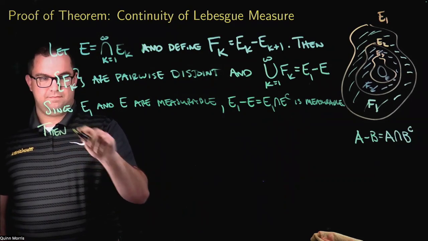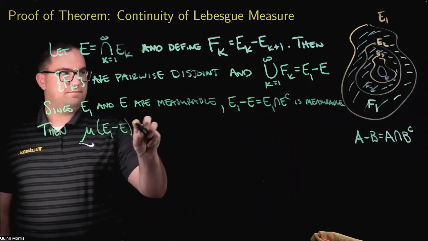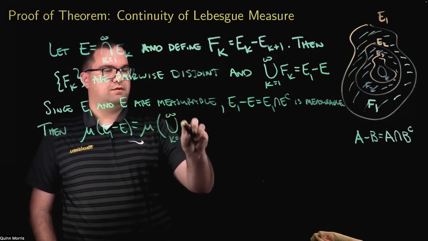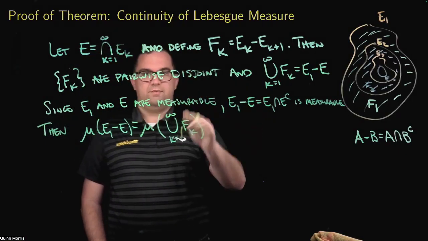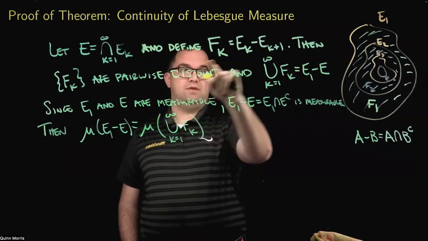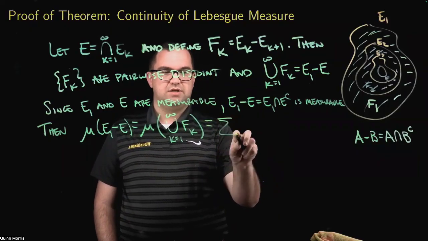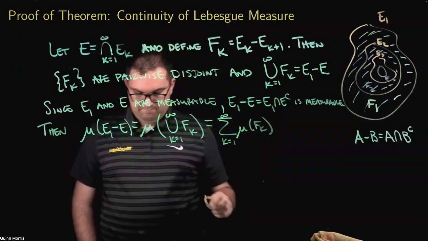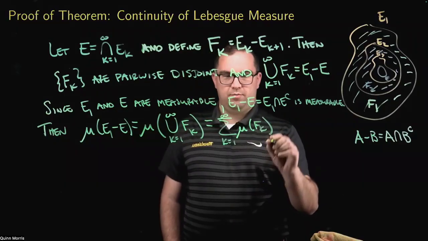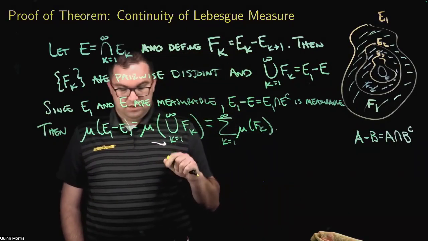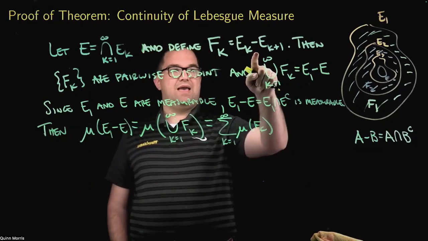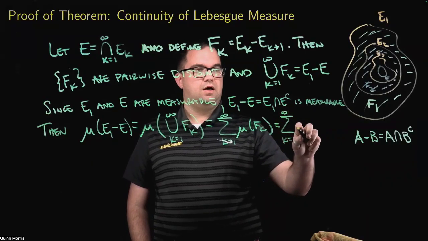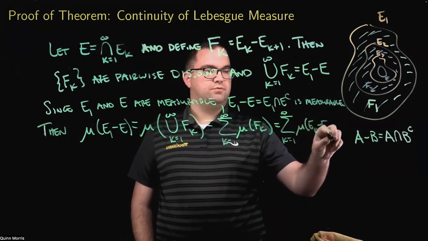Then I look at the measure of E1 minus E. Well, E1 minus E, we said earlier, is the union k equals 1 up to infinity of these Fks. But remember, these Fks were pairwise disjoint, and they're also each measurable. So this is equal to the sum k equals 1 to infinity of the measure of Fk. So we've used the countable additivity of the Fks here. Now, by our definition of Fk, Fk was Ek minus Ek plus 1. So this is really the sum k equals 1 to infinity of mu of Ek minus Ek plus 1.